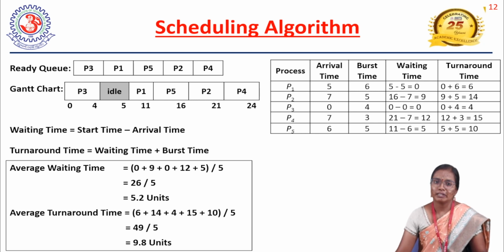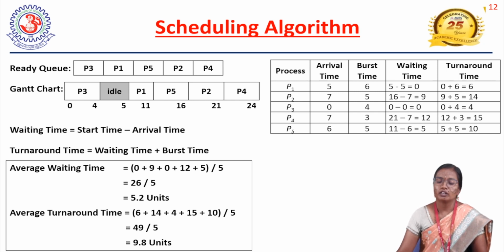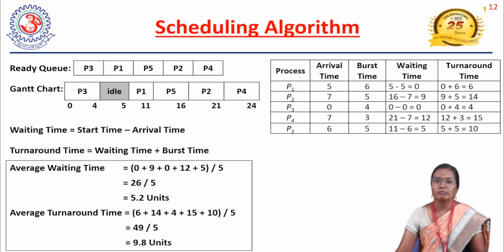At the fourth minute, there is no process in the ready queue. So at that time, your CPU is idle. At the fifth minute, process P1 arrives. So immediately P1 will be admitted for execution. P1 burst time is 6. That's why 5 plus 6, at the 11th minute, its execution is over and it comes out from the CPU.